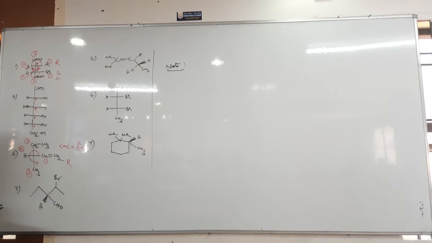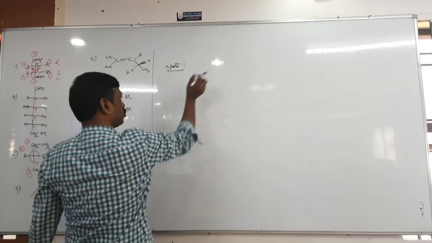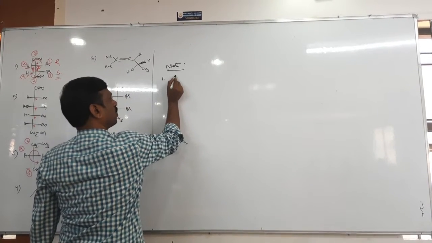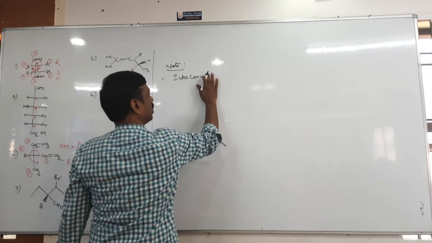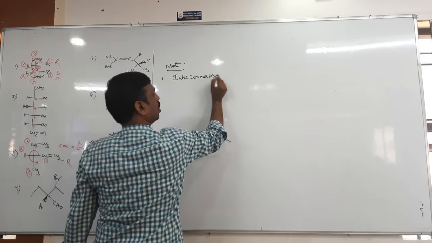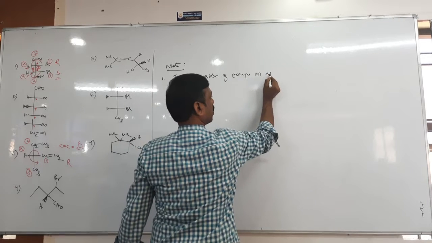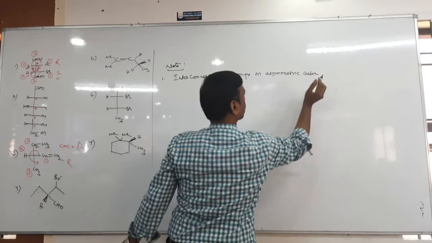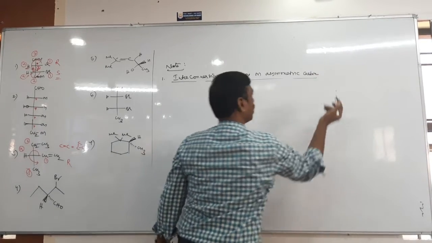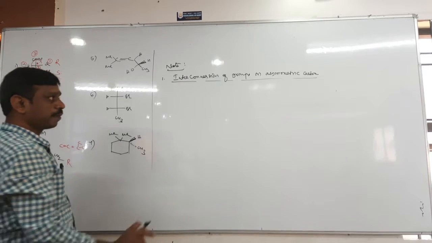Okay, take note. So the note is on interconversion. First point: interconversion of groups on asymmetric carbon. Then how to interconvert the groups on an asymmetric carbon?